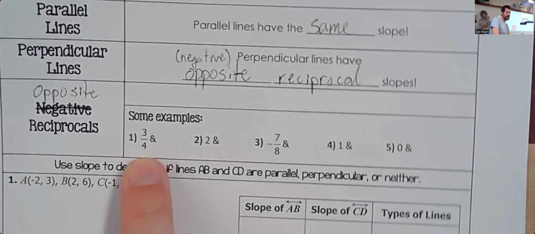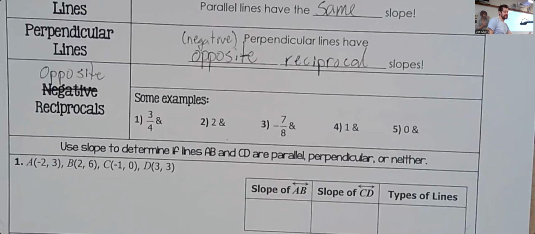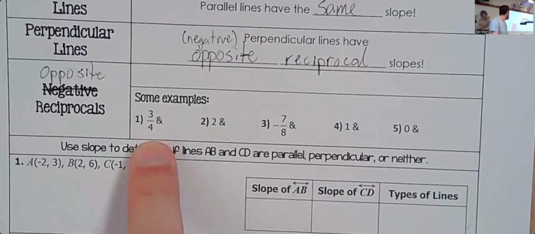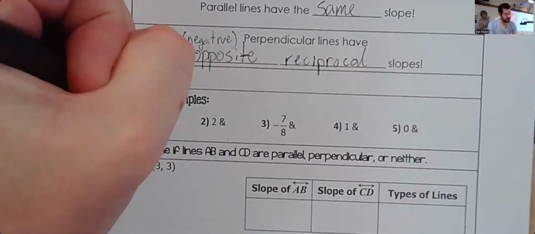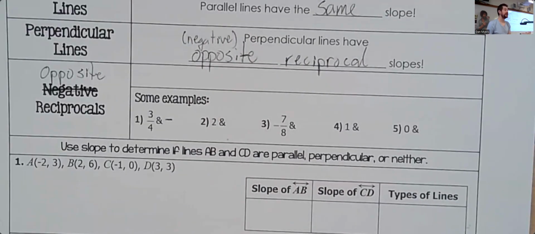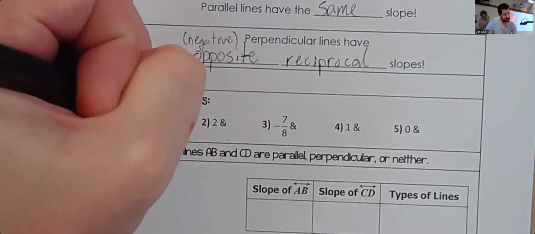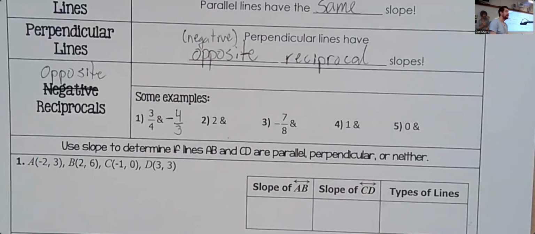So with example number one here, we're just looking for opposite reciprocal numbers. So for example, this is a positive 3/4. So the next one has to be negative, but you also have to flip over the fraction. So what's it going to be? 4/3. So negative 4/3. Make it negative, flip it over. If it's negative, make it positive, flip it over.